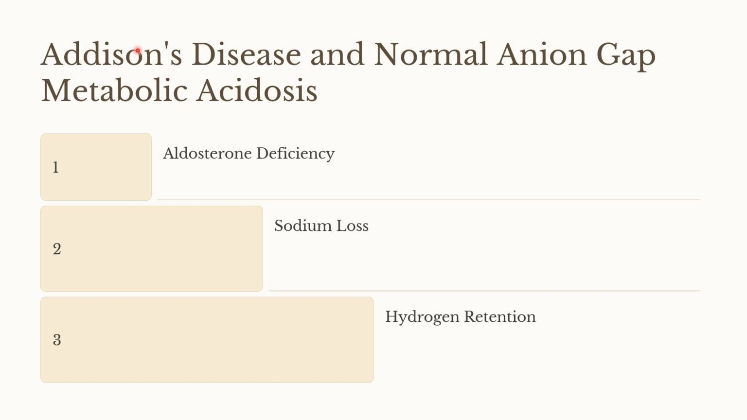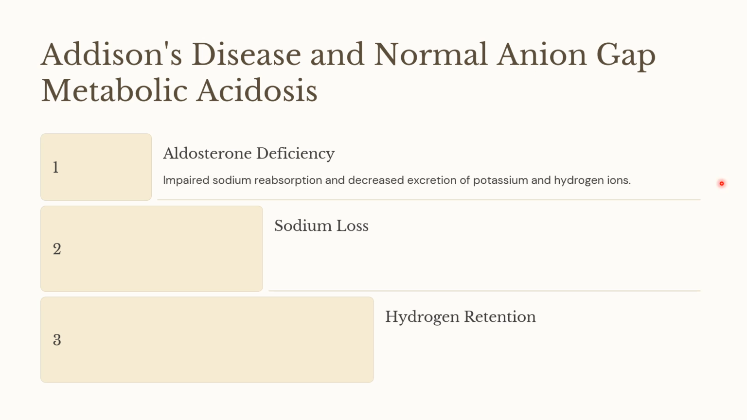And in Addison's disease, we also have the normal anion gap. So what happens in Addison's? Before that, what does aldosterone normally do? Aldosterone promotes sodium reabsorption and potassium and hydrogen excretion in the kidneys, isn't it?